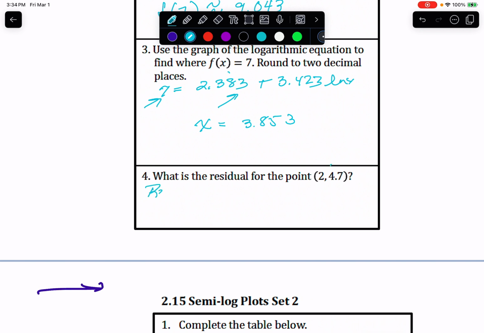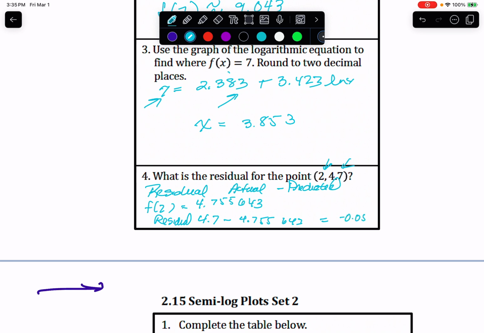And what's the residual for the point 2, 4.7? So let's refresh ourselves. The residual is the actual minus the predicted. So this is the actual, so first let's find out what f of 2 is, because we're talking about at the input value 2. So f of 2 using your calculator with the same regression model is 4.755643. So the residual would be 4.7 minus 4.755643, so it's equal to negative 0.056.